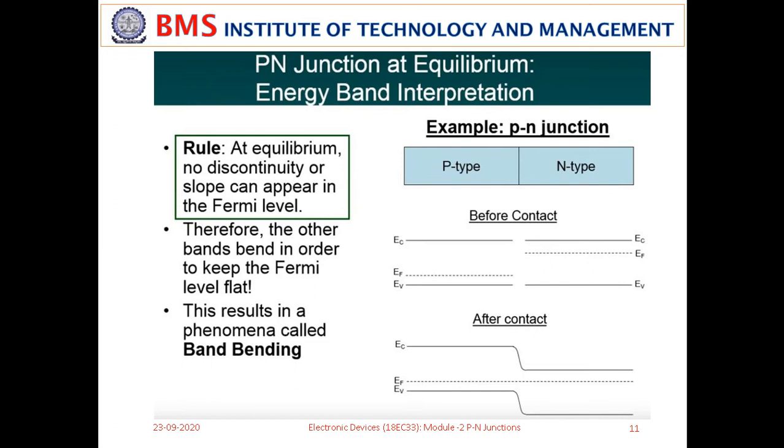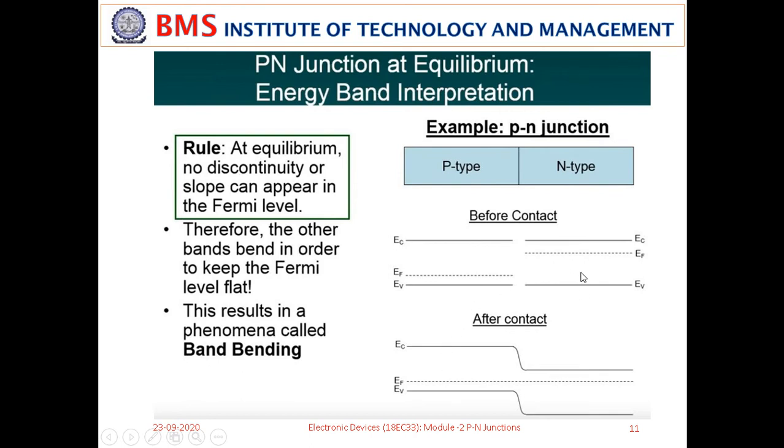Any idea what you are seeing at the bottom after contact? The Fermi level has been aligned here, and you can see it has been raised. The distances between EC, EF and EV remain the same here also, right? Do you see any distance difference after contact? No, sir. And on the n side there is no distance difference either. Both distances are the same.